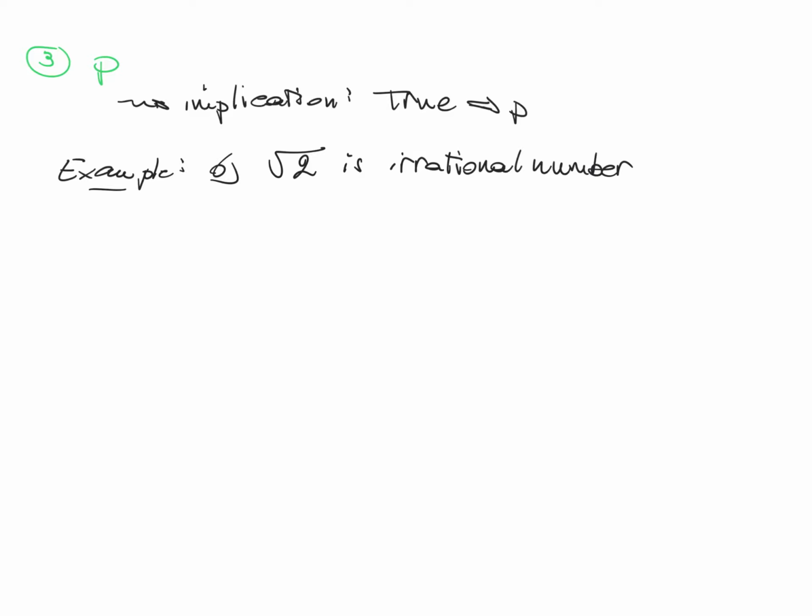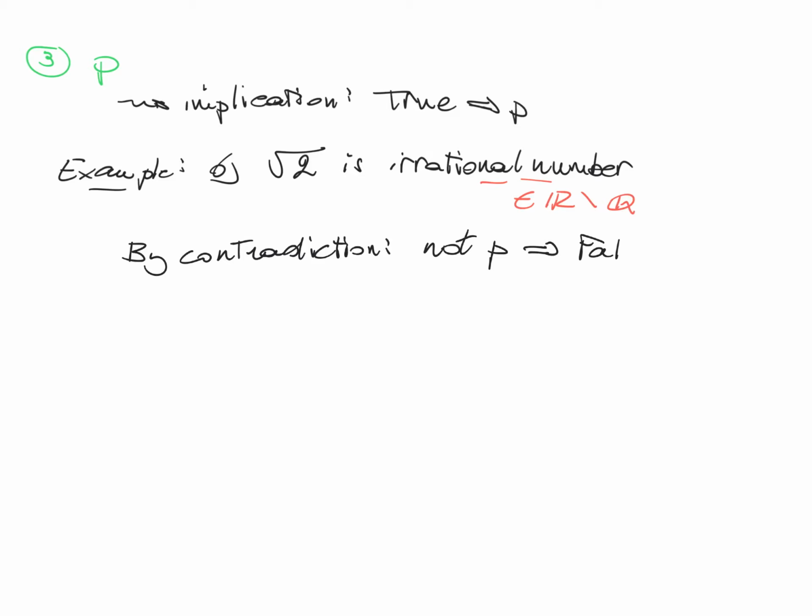Recall that an irrational number is a number which is in R, but which is not in Q. So it's a real number which cannot be written as a fraction. The easiest way to prove such a statement is by contradiction. So basically you will prove that if P is not true, then you get a false statement. So what you do is you contradict this statement.